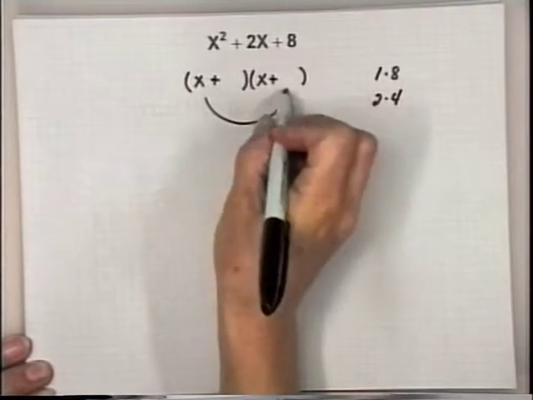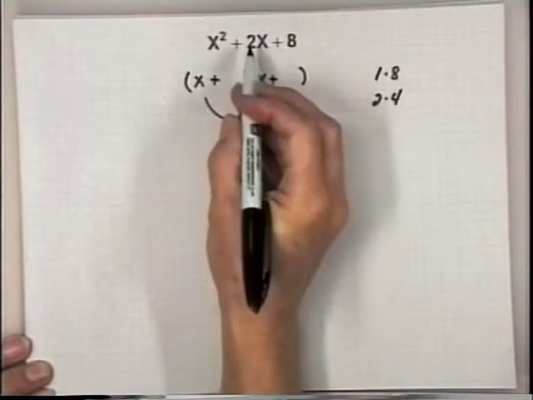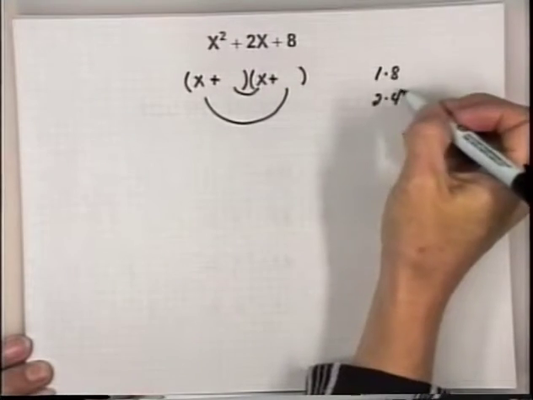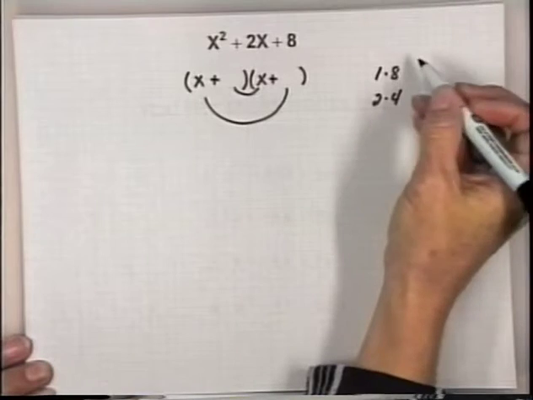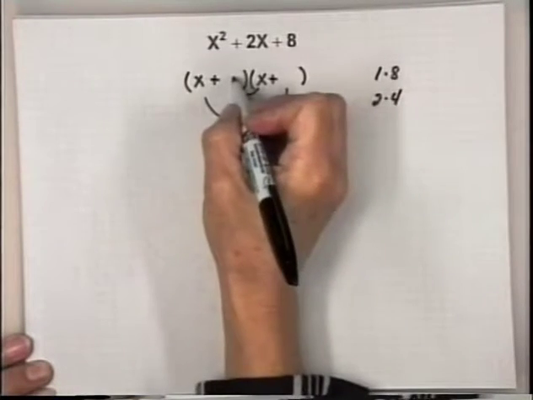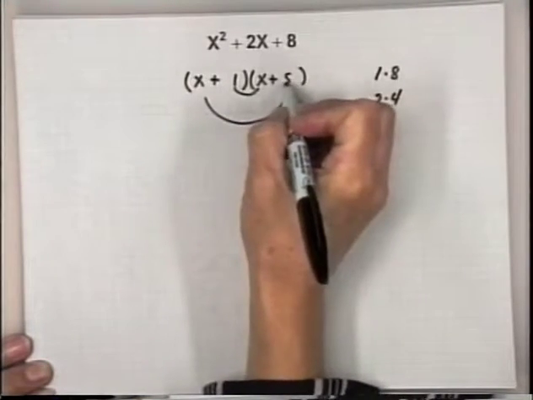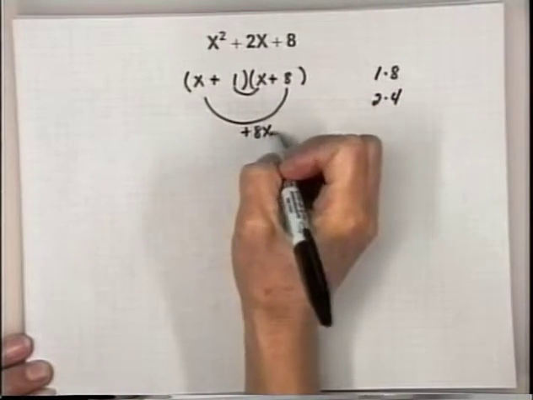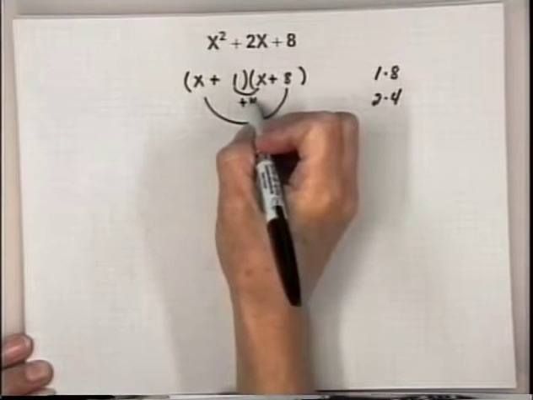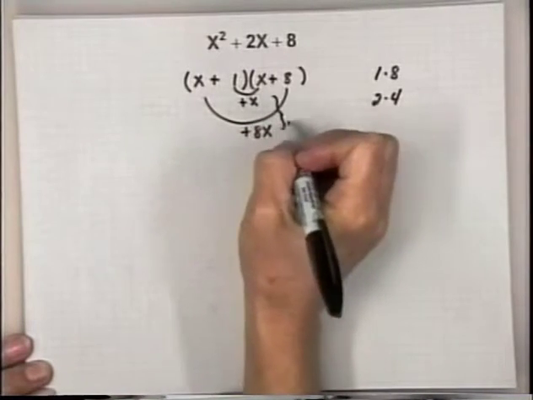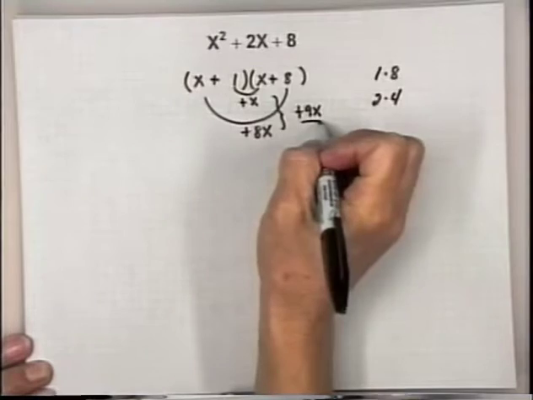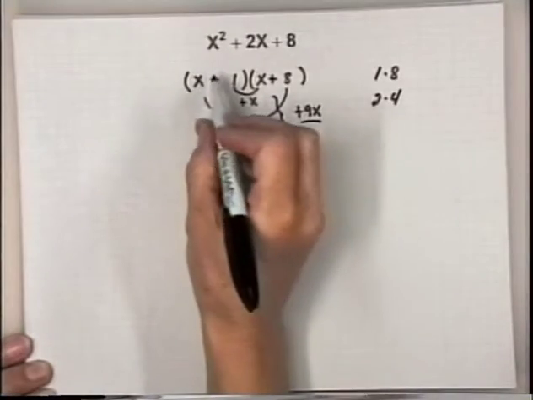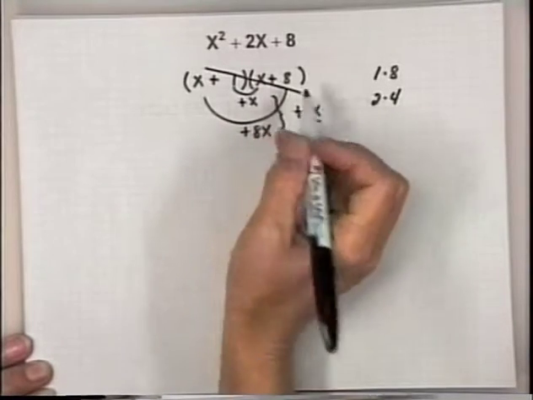Remember, the outside product plus the inside product needs to be a 2x. Neither of these add up to 2. Let me show you what happens when I try these. If I try the 1 and the 8, my outside product is a positive 8x. The inside is a positive 1x. That adds up to a positive 9x, which is not my middle term. So this would not be the correct factors.